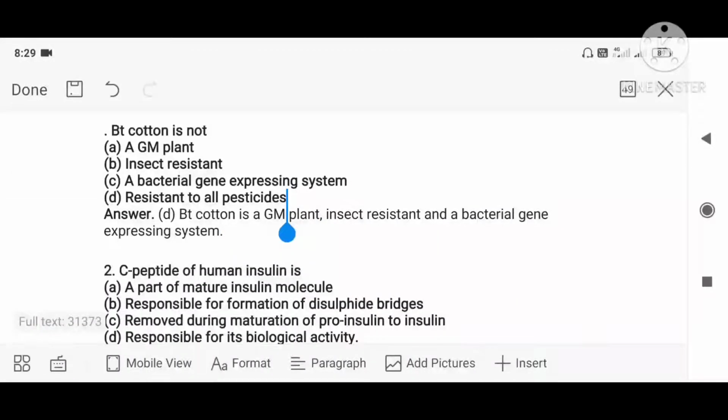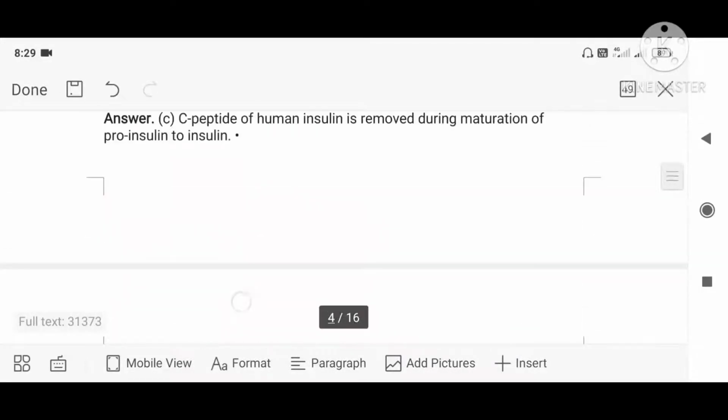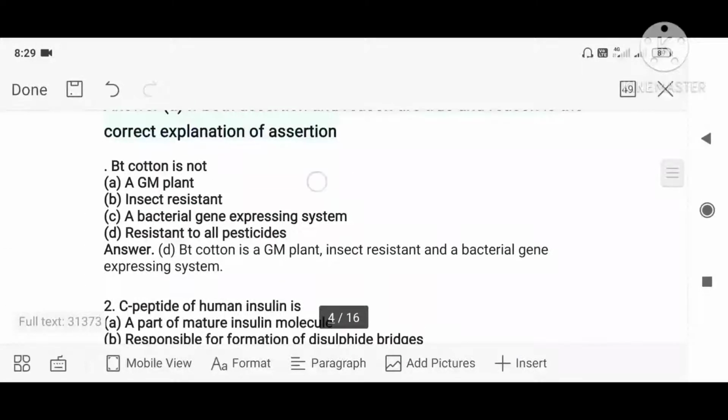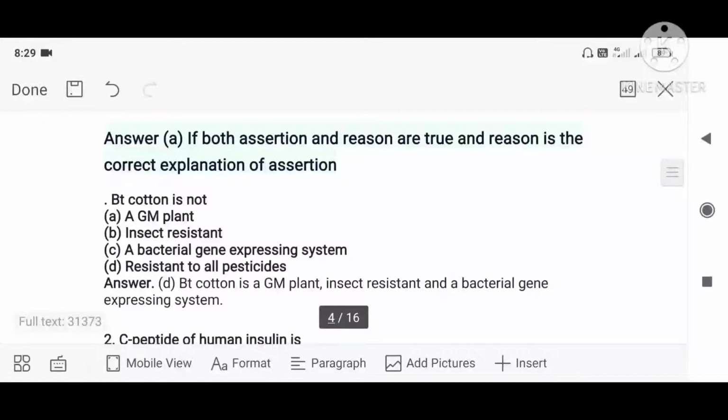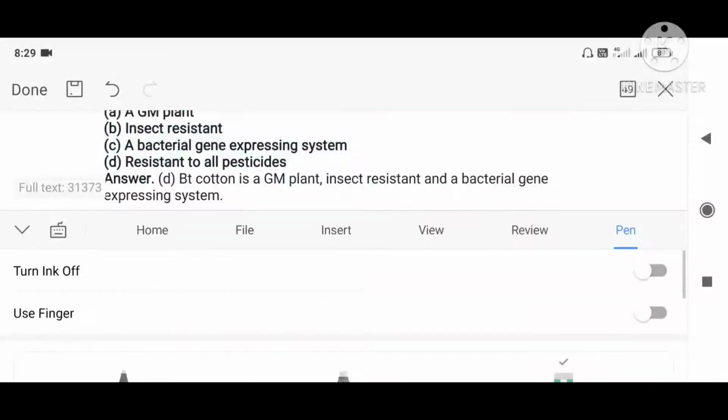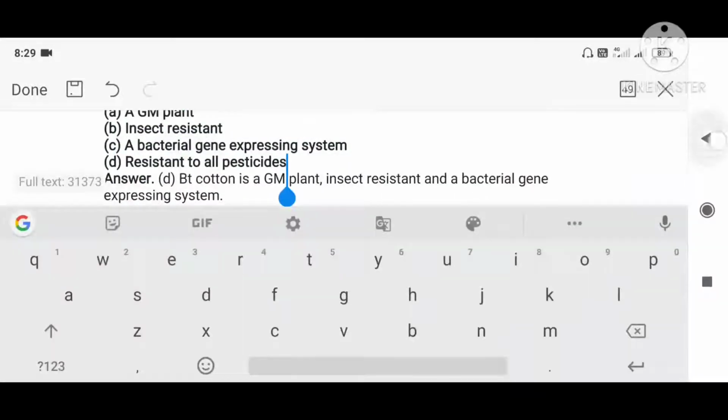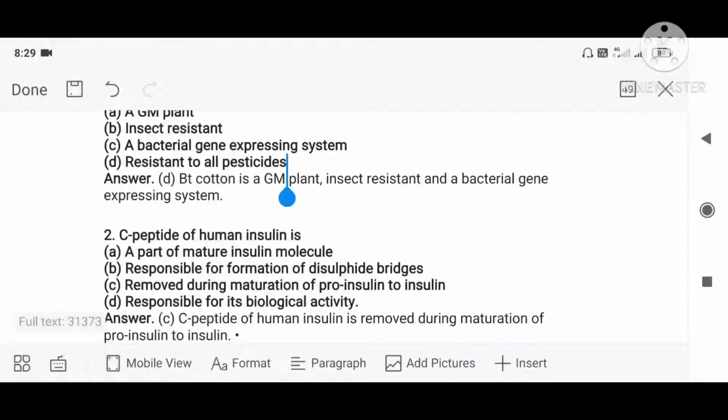So Bt is a GM plant, it is insect resistant. Thereafter, it is a bacterial gene expression system. So the answer will be: it is not resistant to all pesticides.